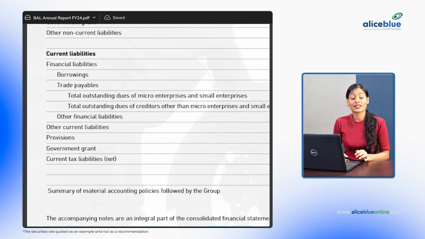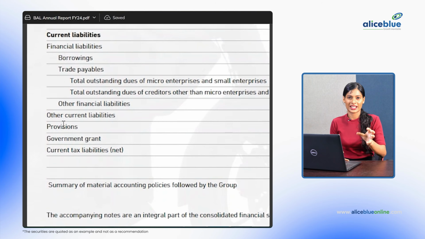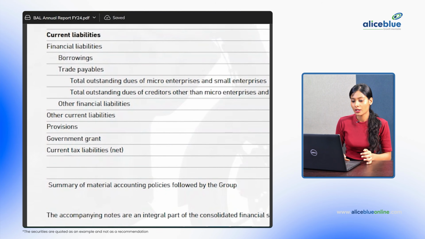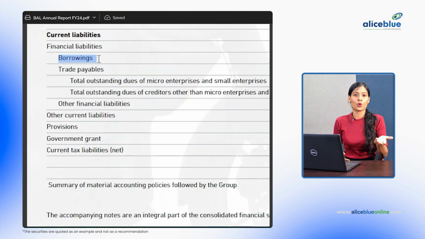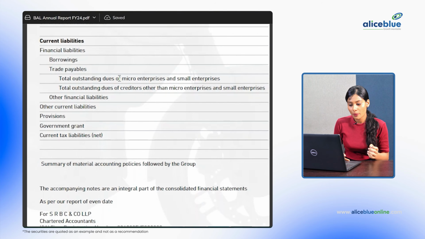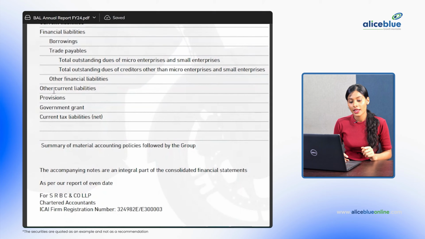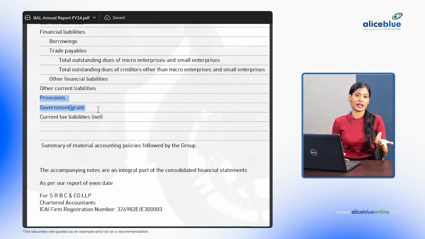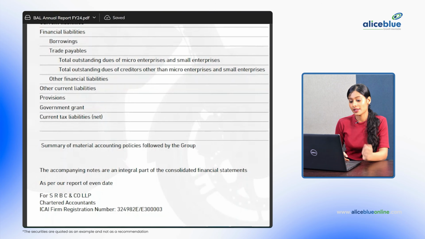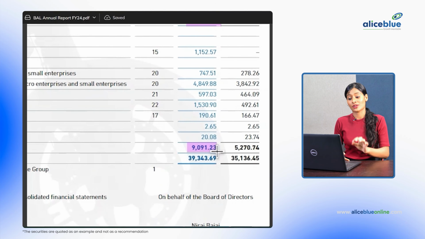Next up, we have the current liabilities, which are the short-term debts that need to be settled within a year. Borrowings can again be the loans or the bonds which need to be paid within a year. Trade payables is the money owed by Bajaj Auto to micro and small enterprises. Now, micro and small enterprises can mean some raw materials, vehicle parts, or a certain service. Then we have provisions and government grant again. All of this added together with the tax gives us the current liabilities as 9,091.